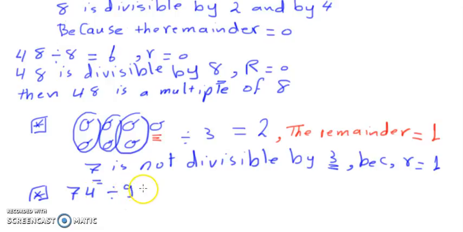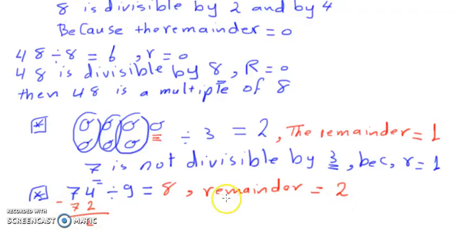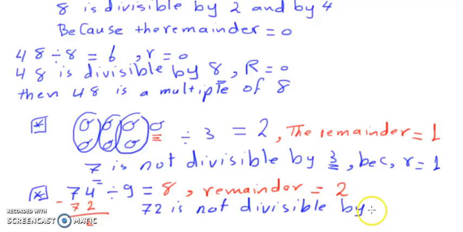Also, 74 divided by 9 equals, so I know that the closest number divisible by 9 is 72. The closest number is 72, and 72 divided by 9 is 8, and the remainder will be 74 minus 72. 74 minus 72 equals 2. So the remainder equals 2. So we can deduce that 74 is not divisible by 9, nor by 8. So it's not divisible by 9 or 8.